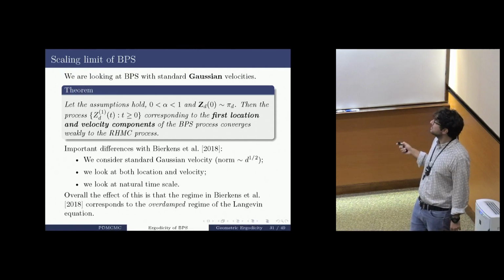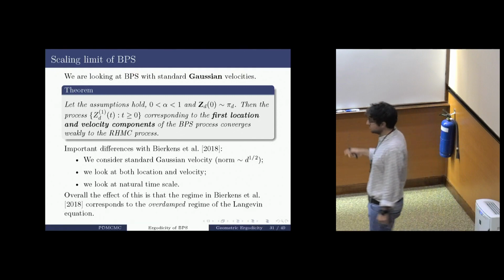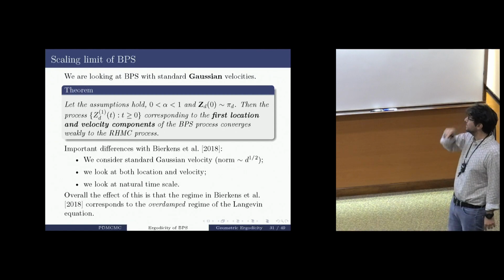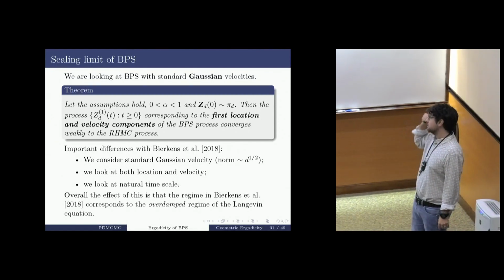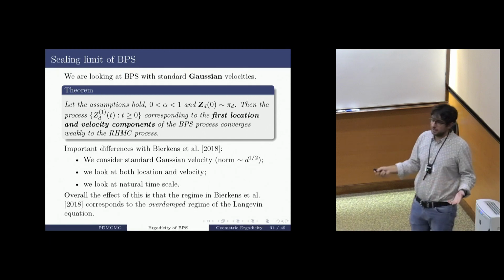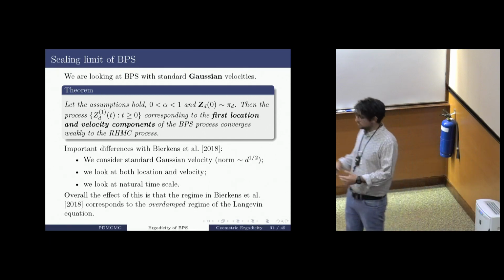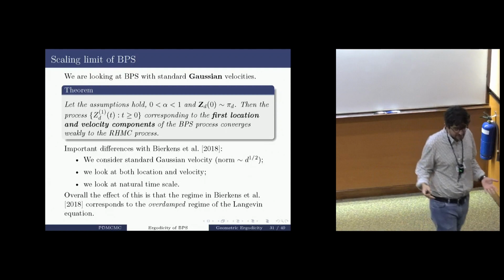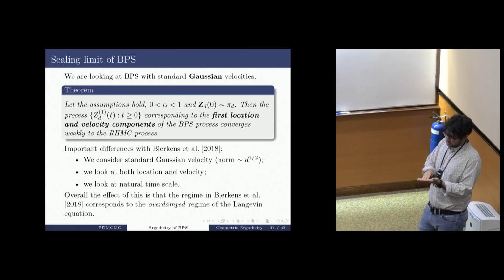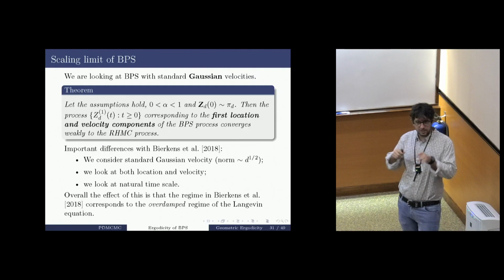We consider standard Gaussian velocity, which has norm scaling like root d, compared to norm 1 if you look at it on the unit sphere. And we look at both location and velocity. So I've been trying to understand why the two results aren't contradictory, and in fact they're not. I think that if you scale back the velocities to have unit norm and you speed up time, you can work out the maths.